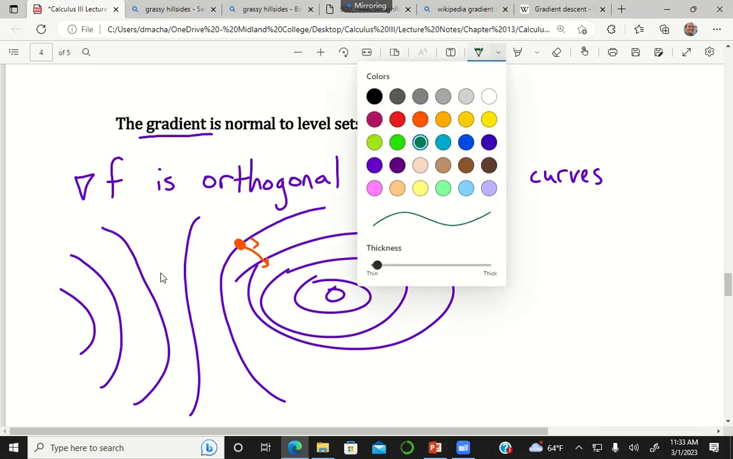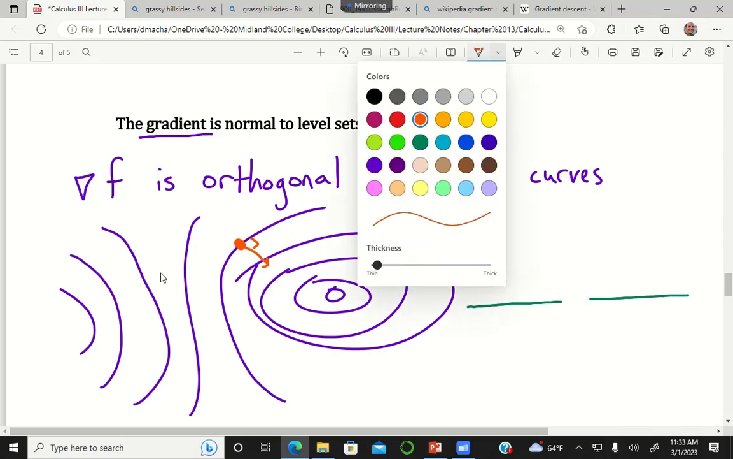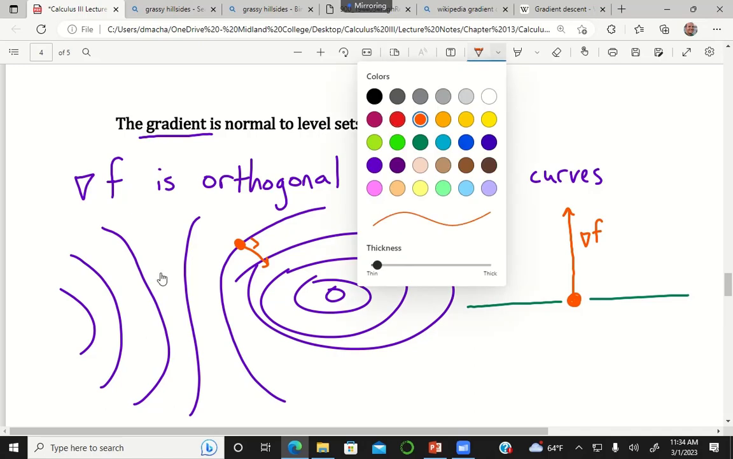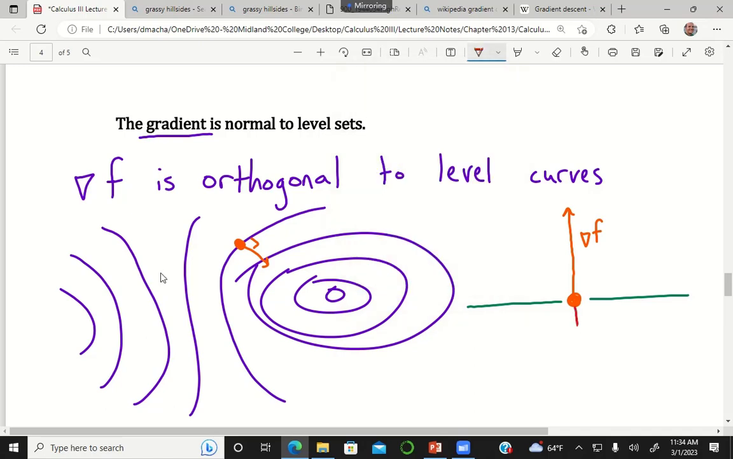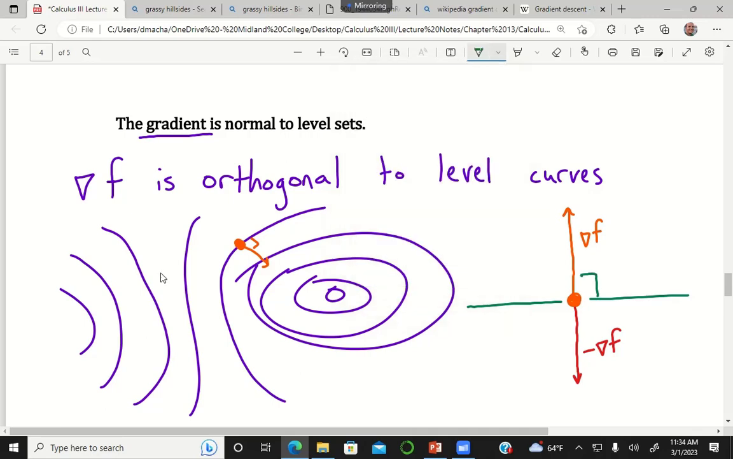So if you zoom in really close to where everything looks straight, this point is going to have a gradient vector like this, and that would be the direction of the steepest ascent. And then you have the direction of the steepest descent pointing in the opposite direction of the gradient vector. And then perpendicular to this is the level curve.